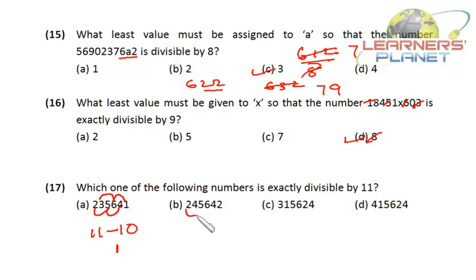In this case, 2 plus 5 is 7, plus 4 is 11, and 4 plus 6 is 10, and 2 is 12. So still it's not divisible by 11. In this case, 3 plus 5 is 8, plus 2 is 10, and 1 plus 6 is 7, plus 4 is 11. It's not divisible by 11. Similarly, 4 plus 5 is 9, and 2 is 11, and 1 plus 6 is 7, and 4 is 11. So we are getting 0 over here. So this number 415624 is definitely divisible by 11.